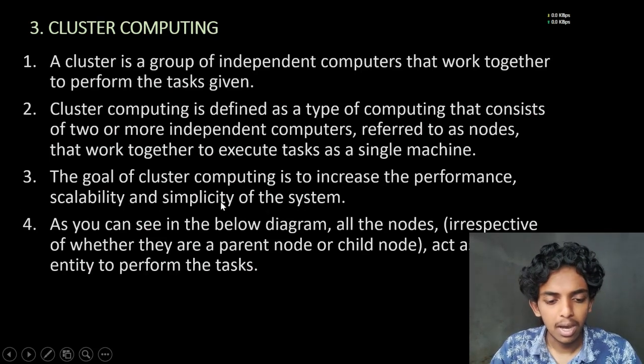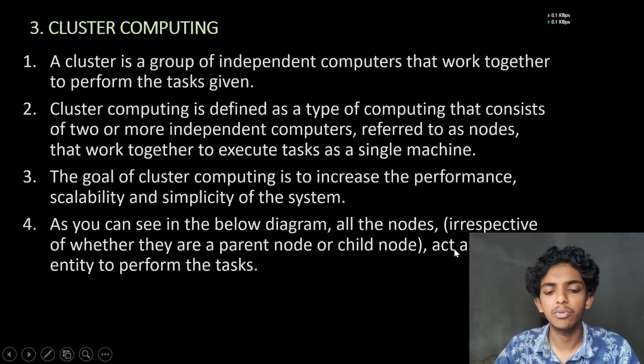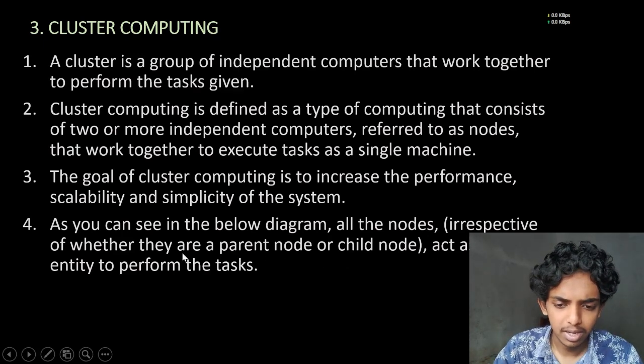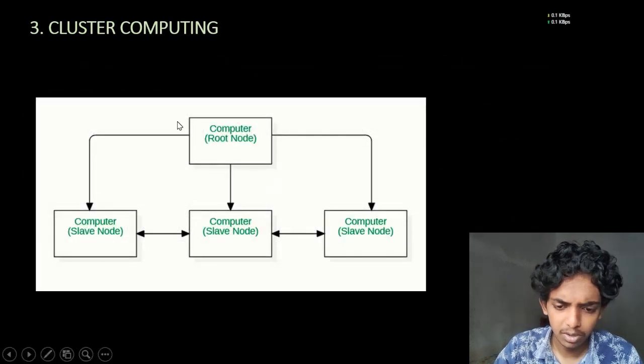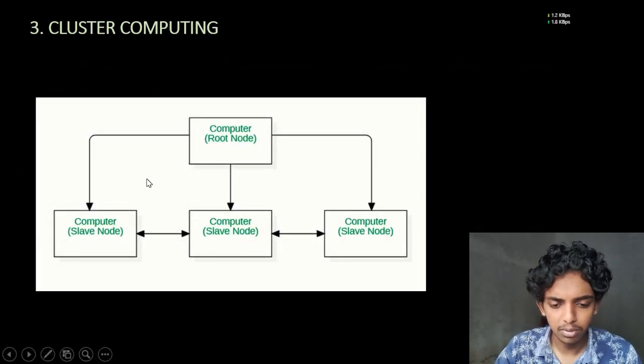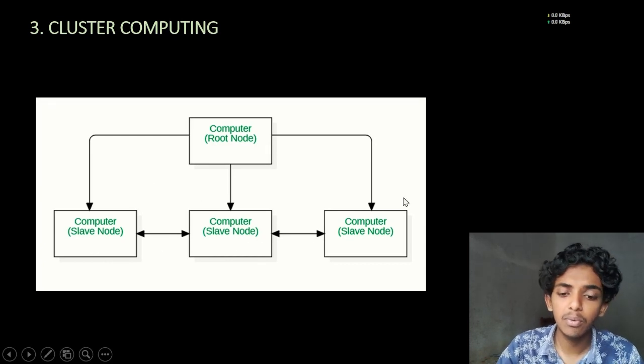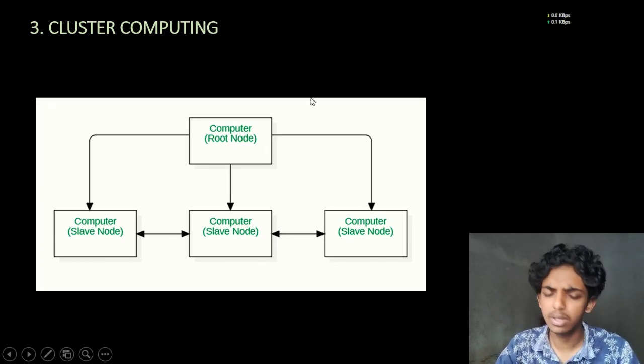As you can see in the diagram below, all the nodes, irrespective of whether they are a parent node or child node, act as a single entity to perform the task. Here's the diagram: the root node, a slave node, and the other slave node. This will work as a single unit.